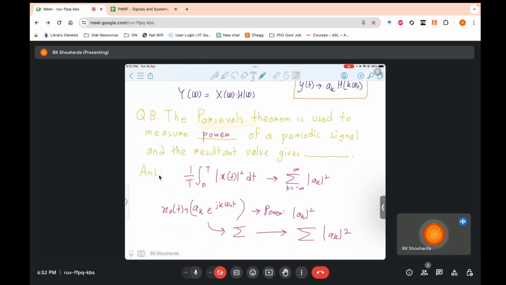Then very important is Parseval's theorem. I would ask you to revise Parseval's theorem in the time domain and frequency domain for all the possible transforms, especially the continuous time Fourier transform, the discrete time Fourier transform, and the Fourier series, discrete time and continuous time Fourier series. In these four cases, Parseval's theorem will be valid.